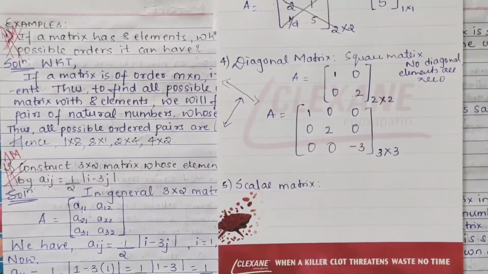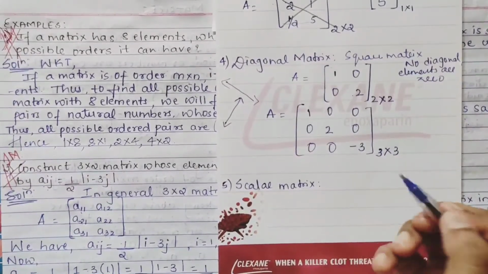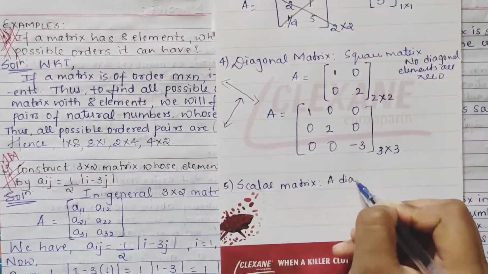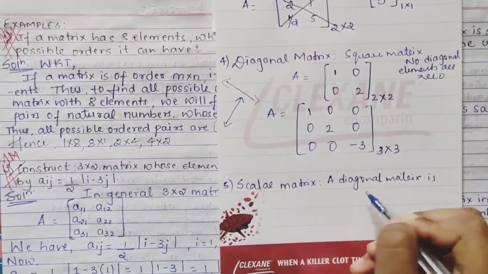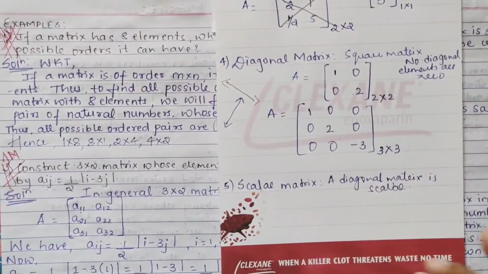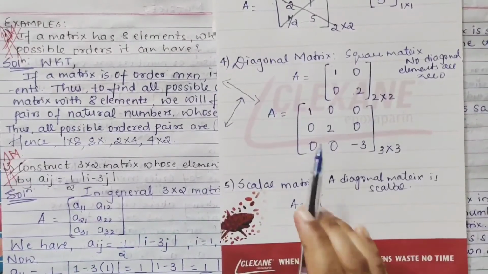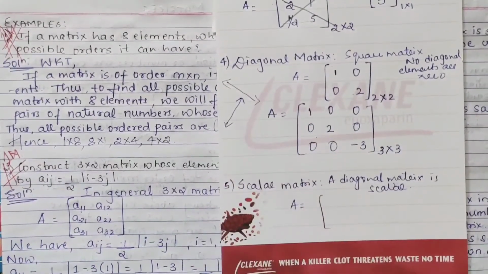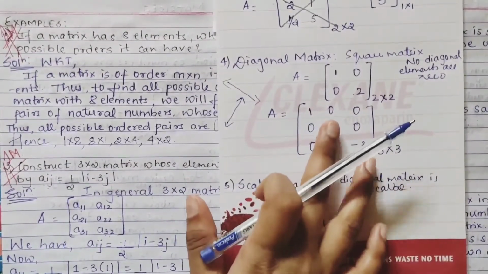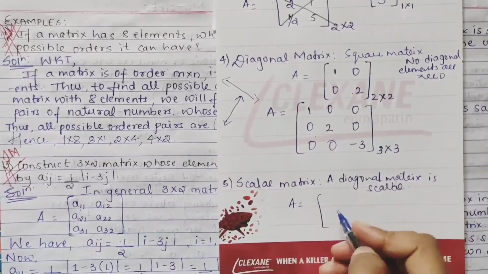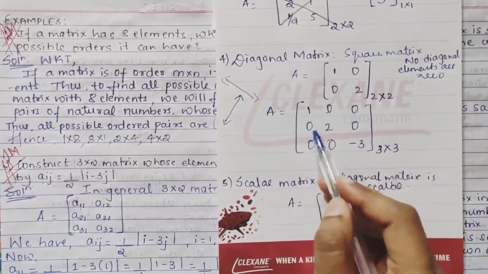Next term is scalar matrix. A scalar matrix should be a diagonal matrix. A diagonal matrix is scalar when its diagonal elements are equal. In the previous diagonal matrix, I just said the non-diagonal elements should be 0. Now for a scalar matrix, your diagonal elements should be equal, and obviously that means your non-diagonal elements will be 0 only.